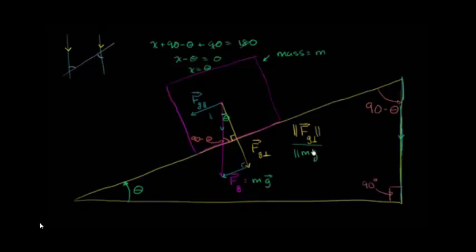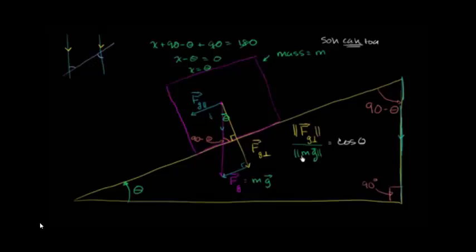We could write it like this. And so this is going to be equal to what? If we're looking at this angle right here, we have the adjacent over the hypotenuse. Remember, cosine is adjacent over hypotenuse. So this is equal to the cosine of the angle. So cosine of theta is equal to the adjacent over the hypotenuse.